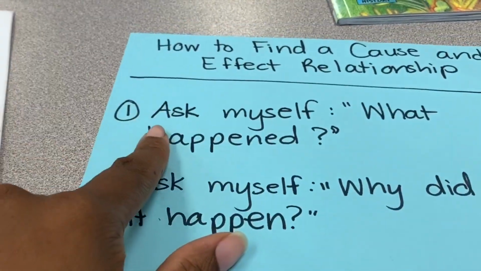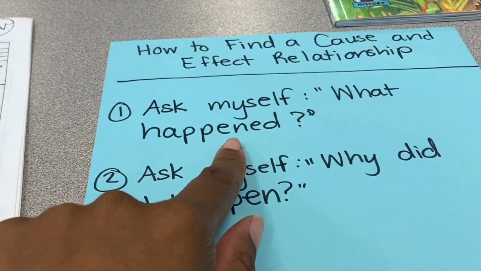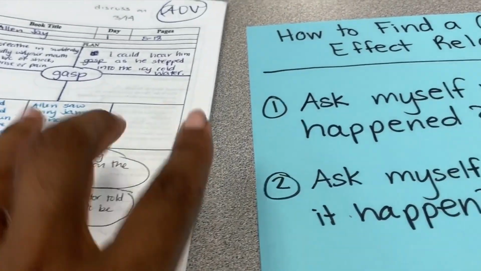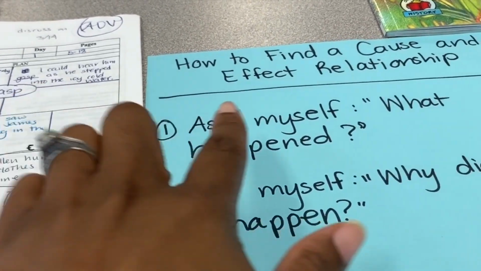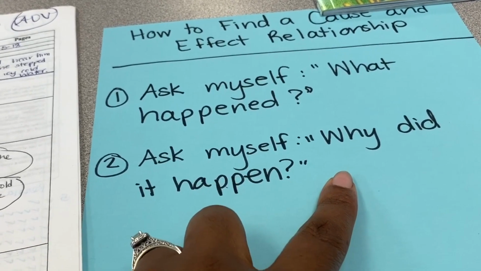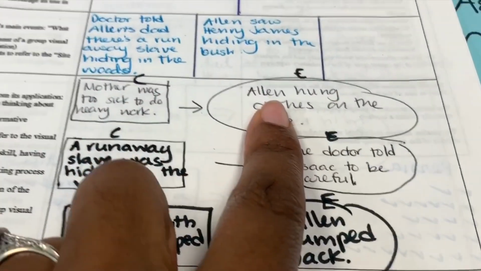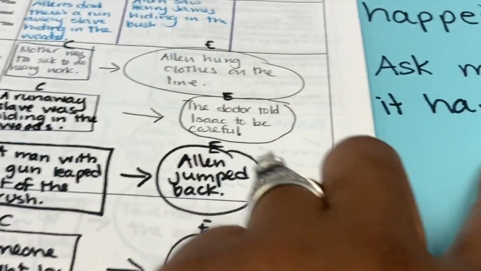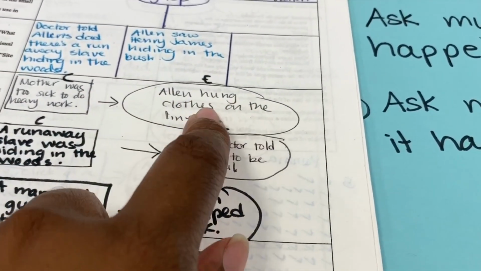So we started talking about it and I said, when you're trying to find the cause and effect, just ask yourself what happened, and then they know to write that down here as the effect. And then I told them to turn this into a question. So whatever happened, they need to ask themselves, why did it happen? So for example, we said what happened was Alan hung the clothes on the line, and then they would ask themselves, why did Alan hang his clothes on the line?